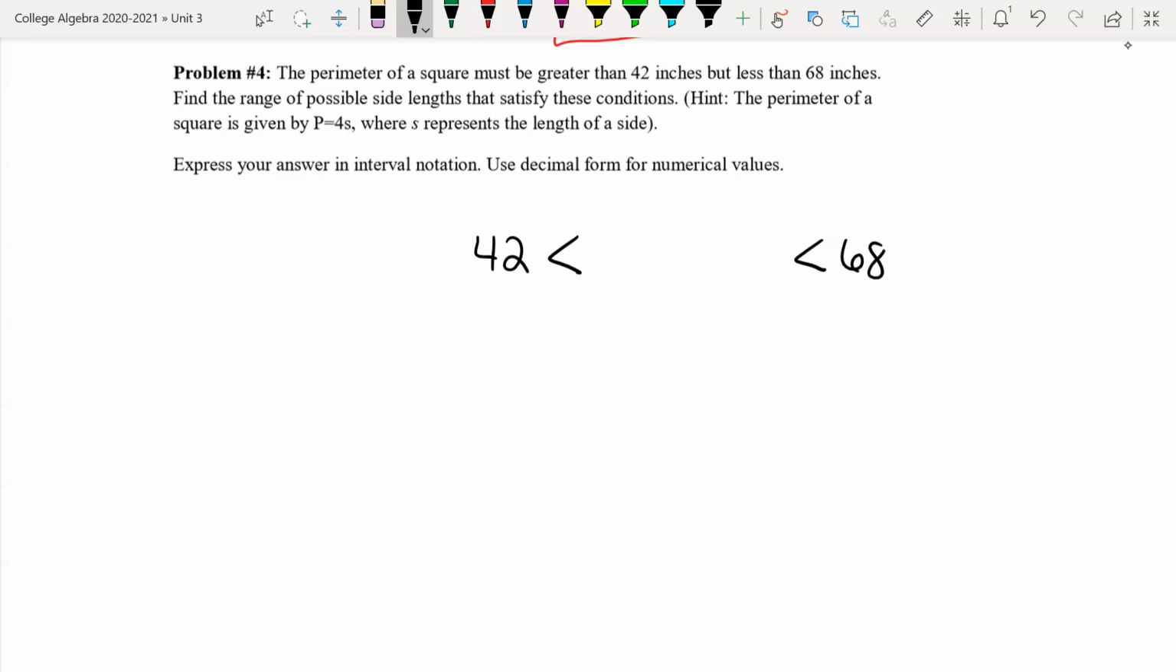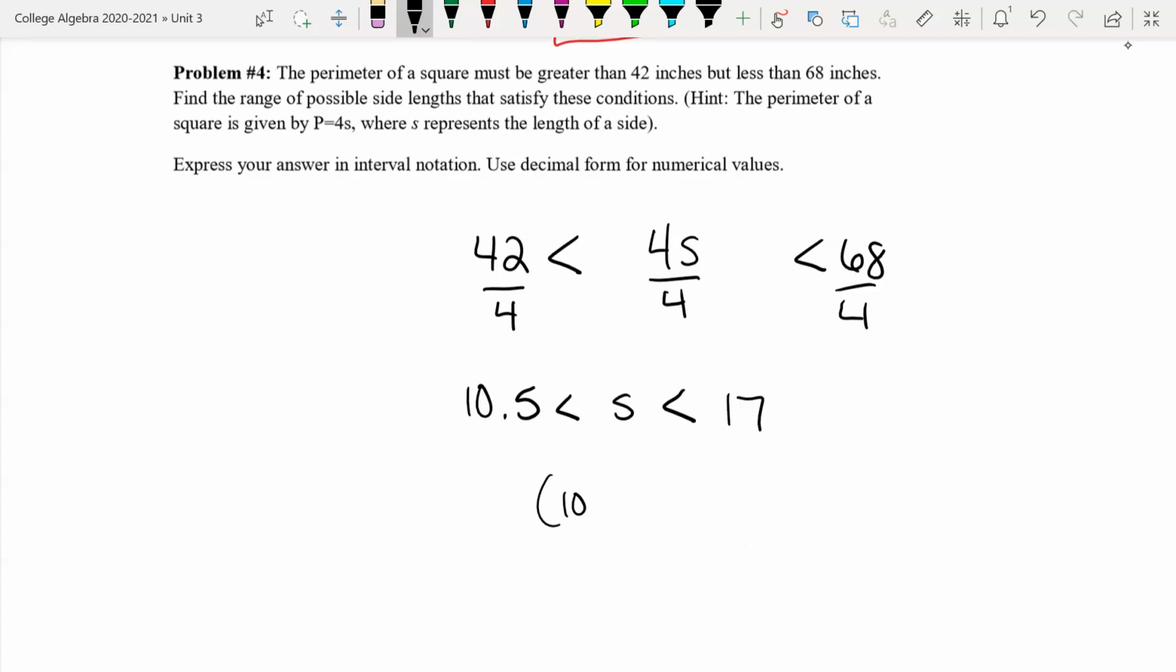Remember, the perimeter of a square is 4s. So I'm going to say 4s. So I'm going to divide both sides by 4. All right, this one you get 10.5 less than s less than 17. You can use decimals, so I'm going to say 10.5, comma 17. And that's how you do word problems with inequalities.